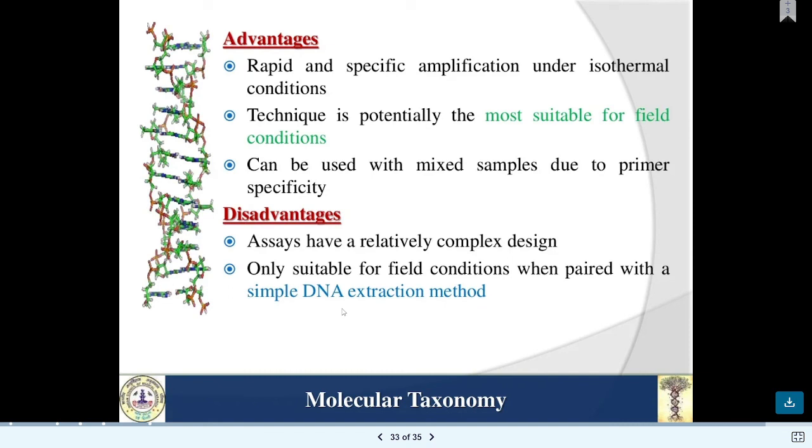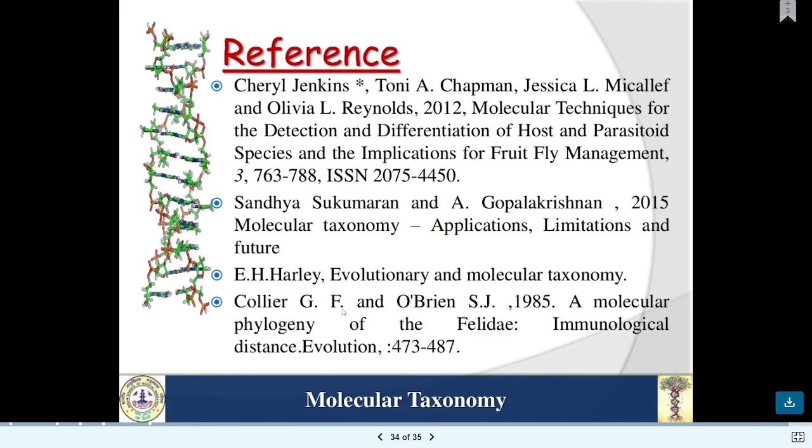In many competitive examinations, like GATE, NET or PET, a question generally comes up like, what is the type of this technology, the LAMP? The options will be like: it is the PCR, it is a diagnostic methodology, it is an X-ray diffraction methodology. Remember, it's a PCR methodology.